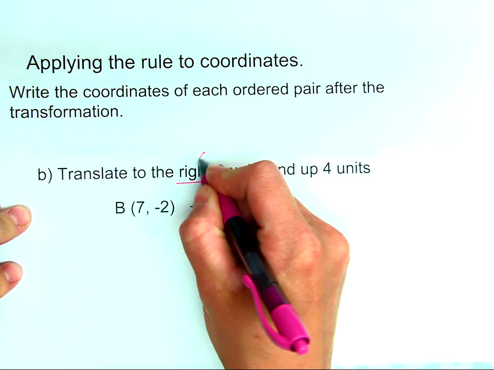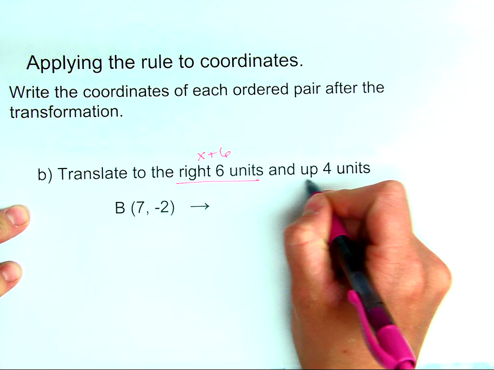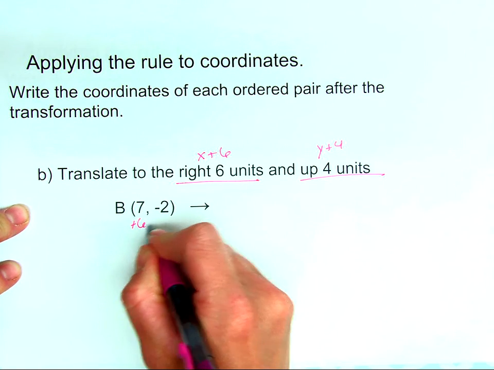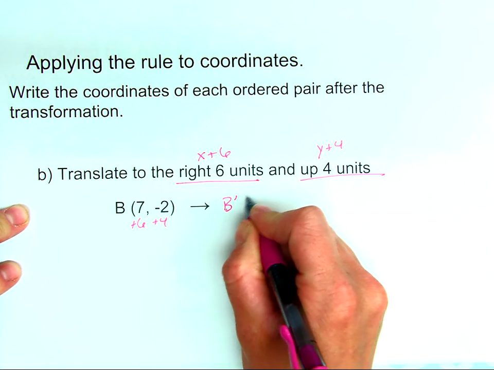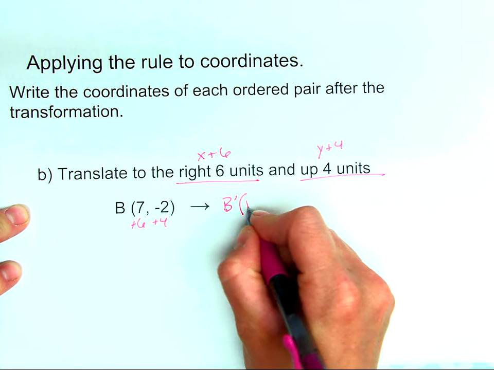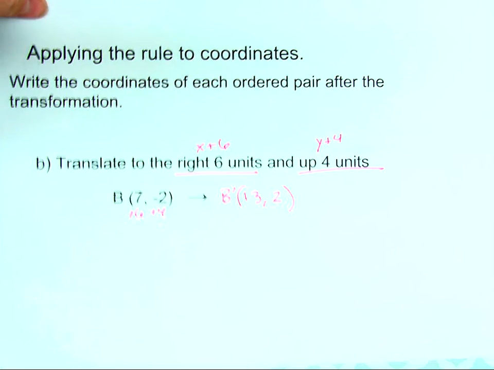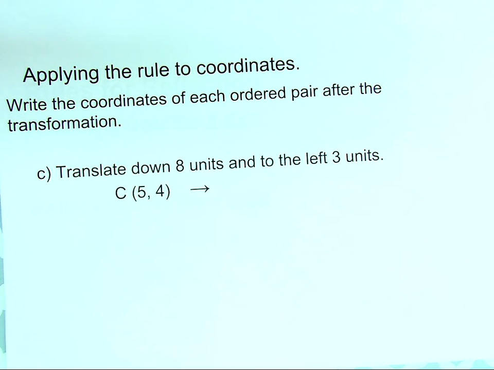So right is our x coordinate increasing by 3. Up is our y coordinate increasing by 4. So B prime becomes 13, 2. So go ahead and do C also.